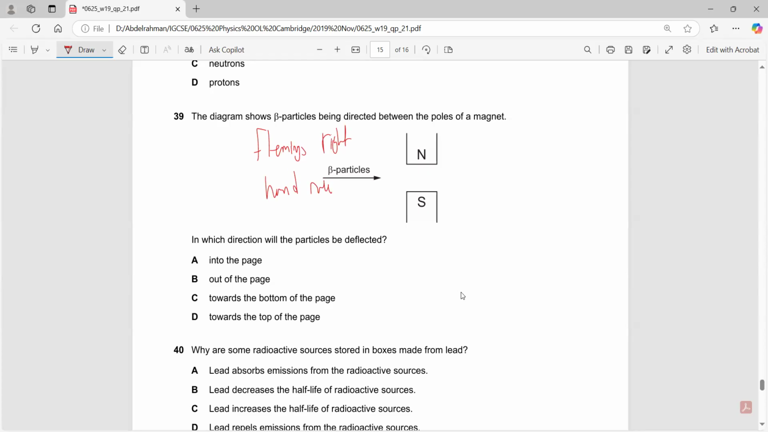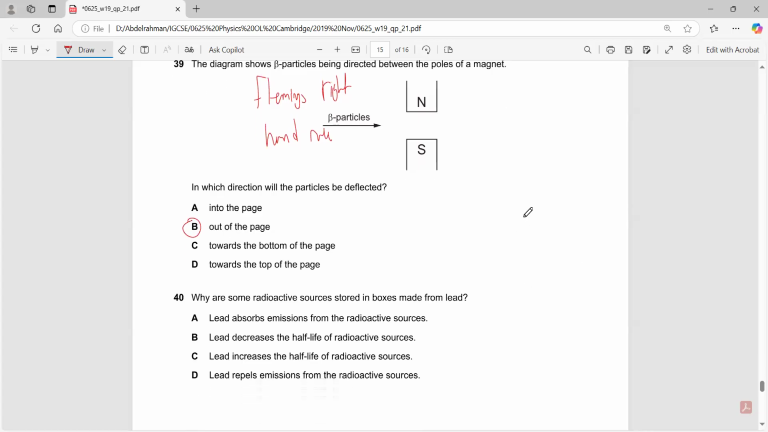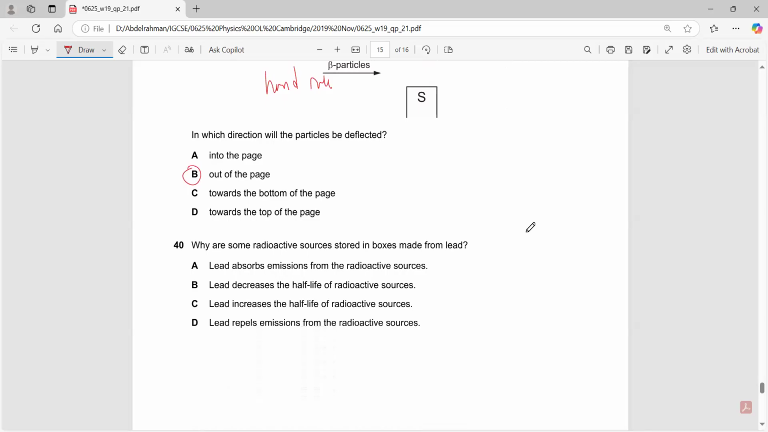So with Fleming's right-hand rule, you have north to south, the index finger, which is directed downwards. The middle finger is the direction of the beta particles, which is to the right. And therefore the thumb would be directed out of the page. It would be out of the page. Fleming's right hand rule for the beta particle, Fleming's left hand rule for the alpha particle.